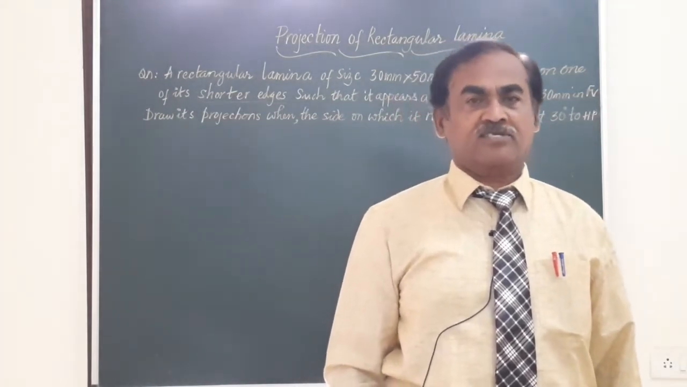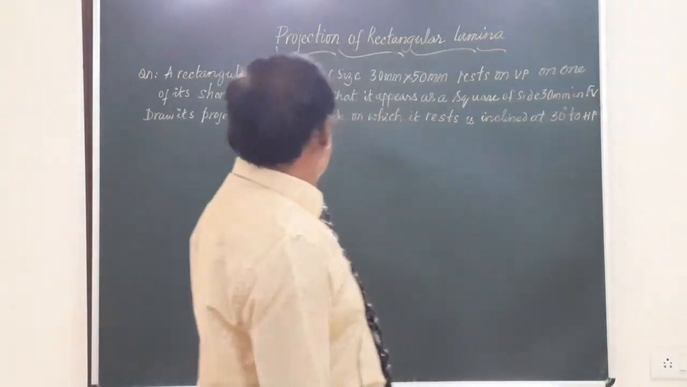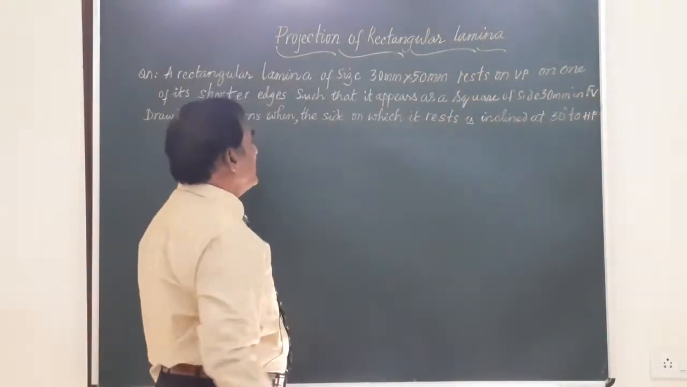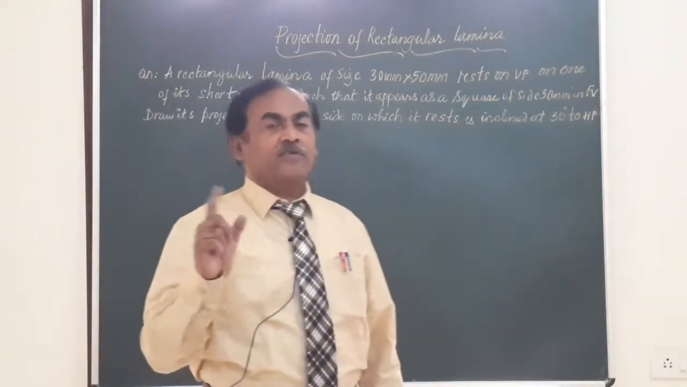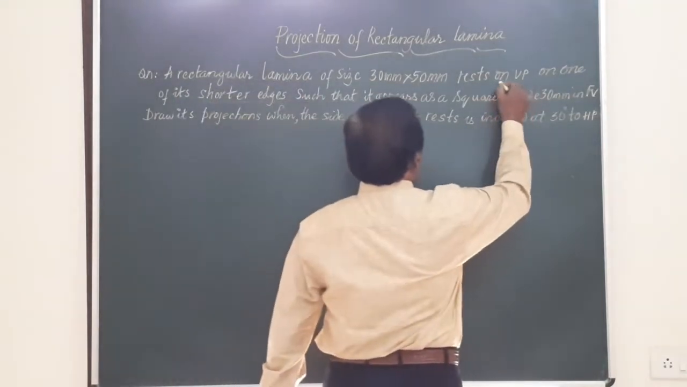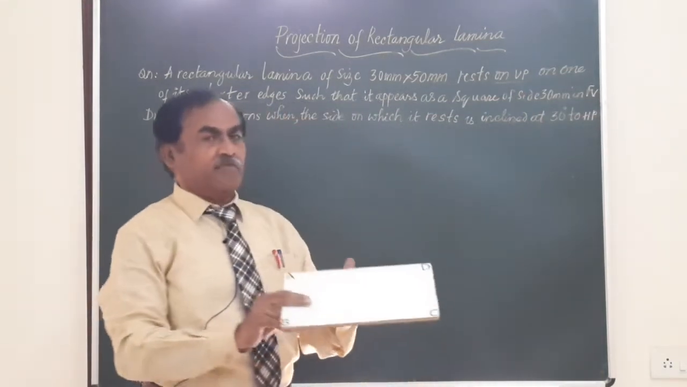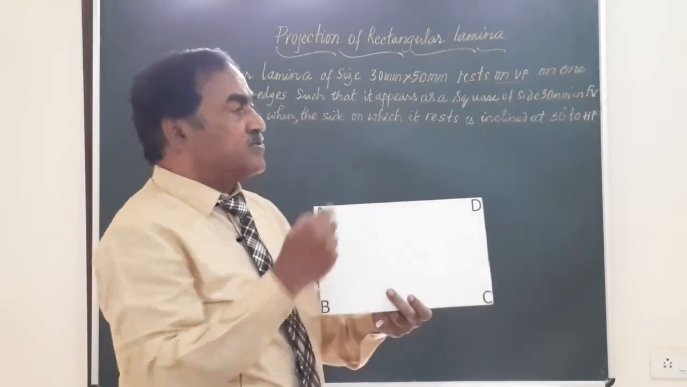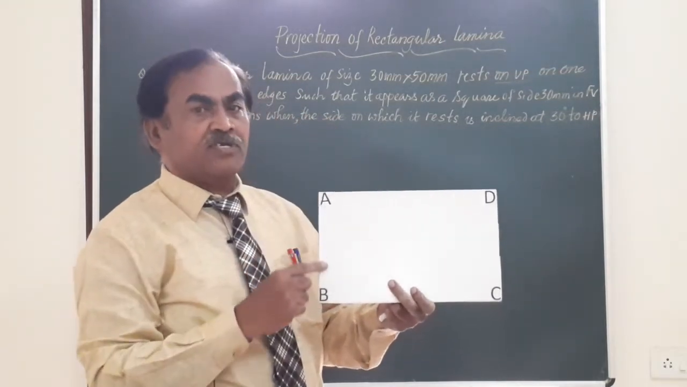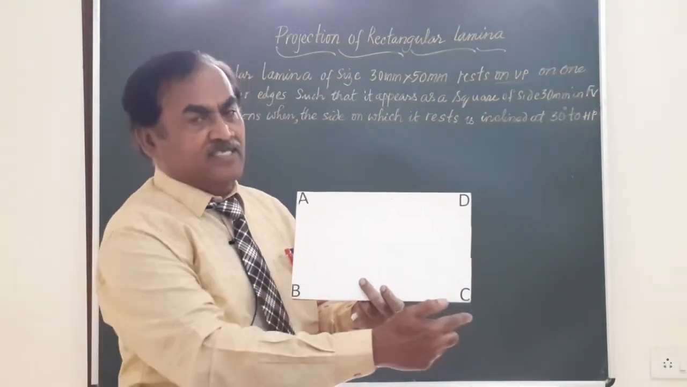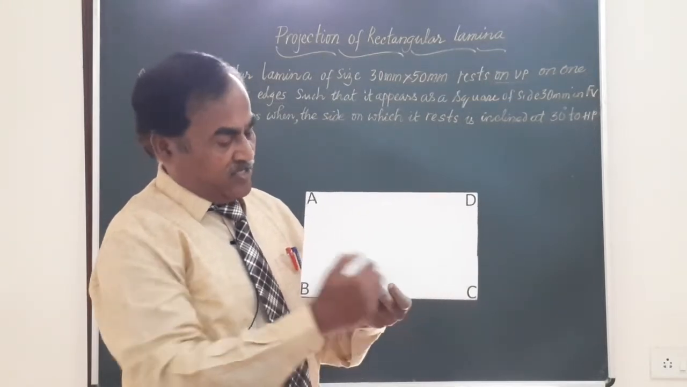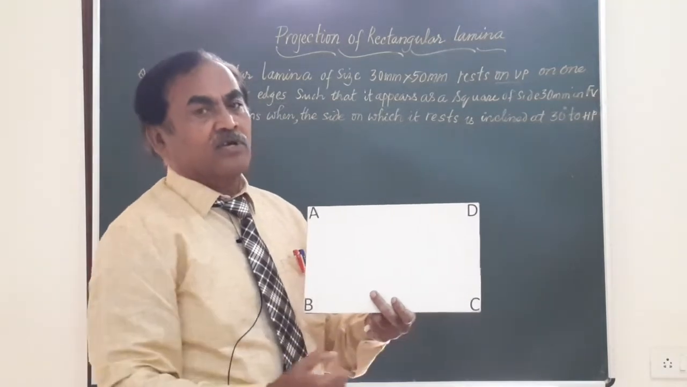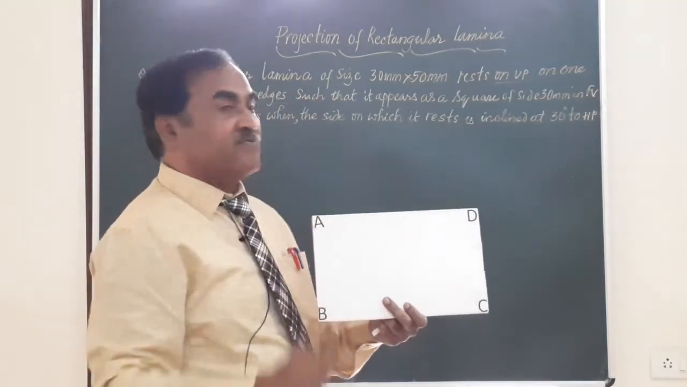Friends, in today's session, we have a problem on a rectangular lamina which is resting on VP. The rectangular lamina ABCD has the dimension 30 by 50. 30 is the measurement of the shorter side, 50 is the measurement of the longer side. So these two will have 30 mm each, and these two will have 50 millimeter each, 30 by 50.